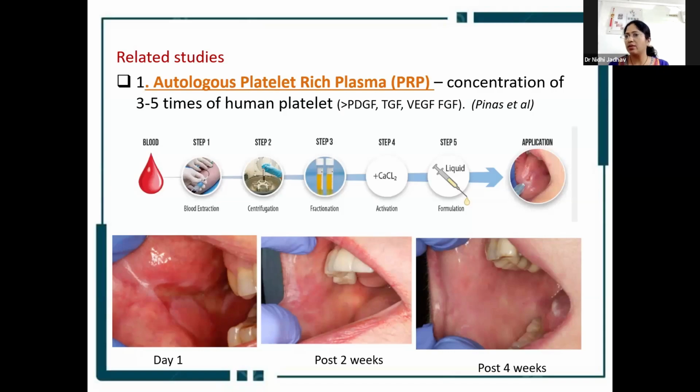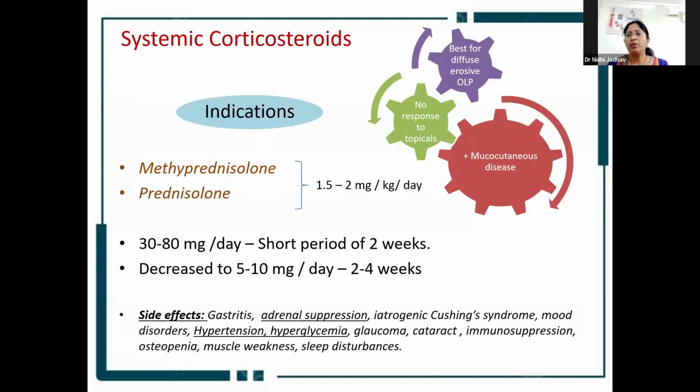The injections are again given with the 29 gauge syringe. And this picture that I have put here is taken from the literature where good results were obtained with this PRP after 2 to 4 weeks. Now, coming to the use of systemic corticosteroids, we have come to a position in the presentation where we used the topical corticosteroids, and we tried the intralesional.